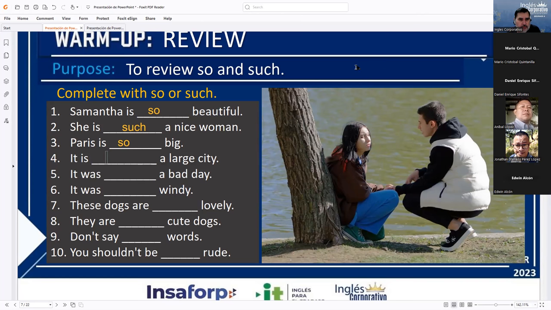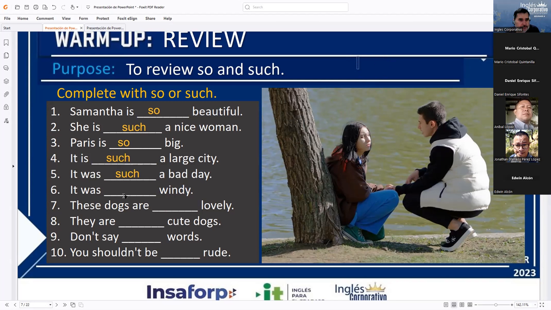It is such a large city. And number five? It was such a bad day. Such a bad day.